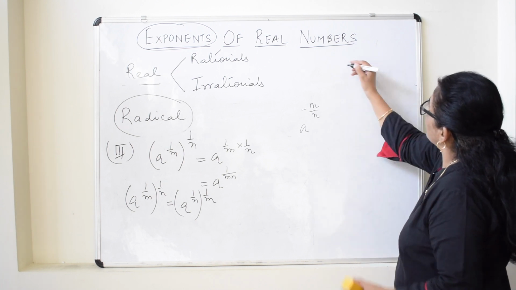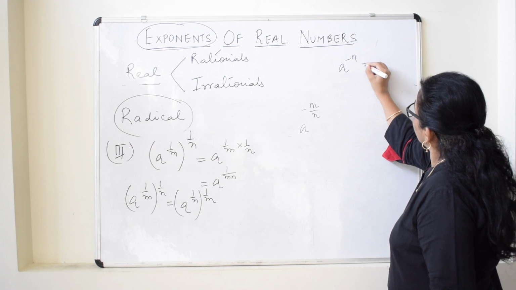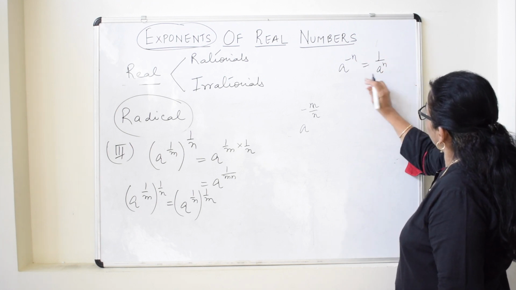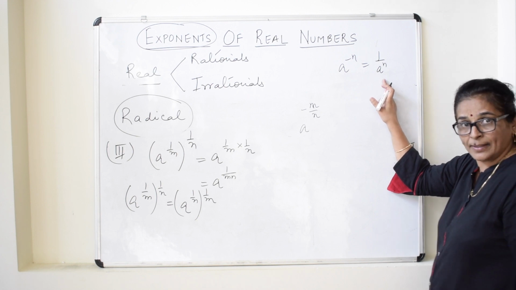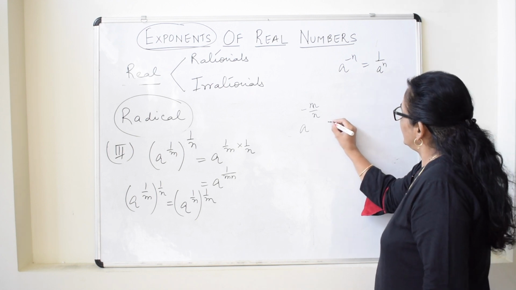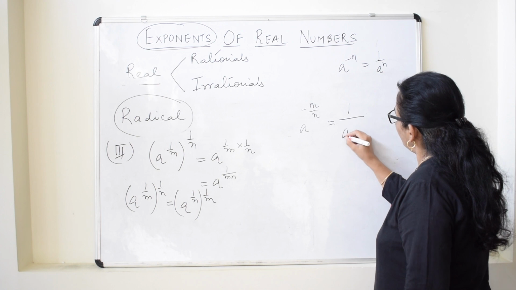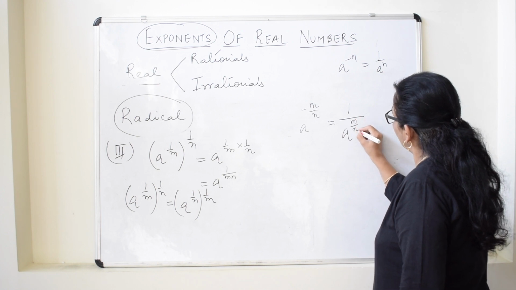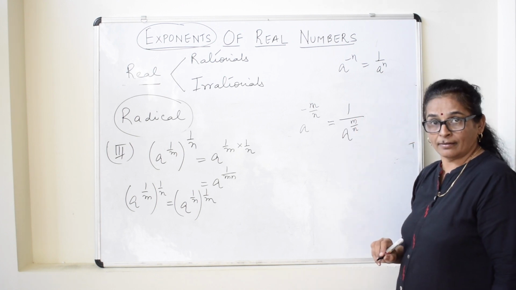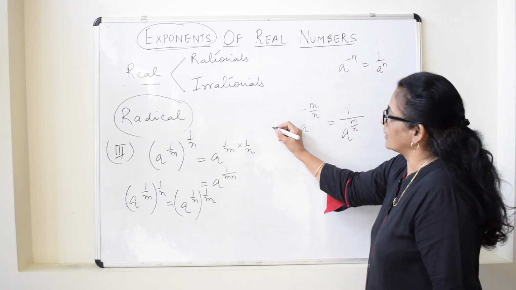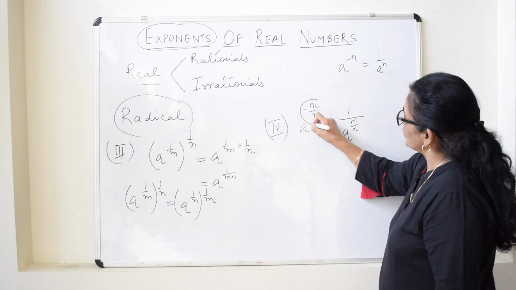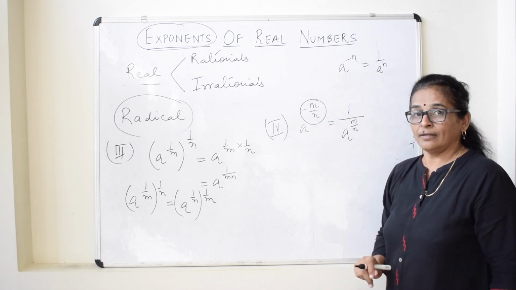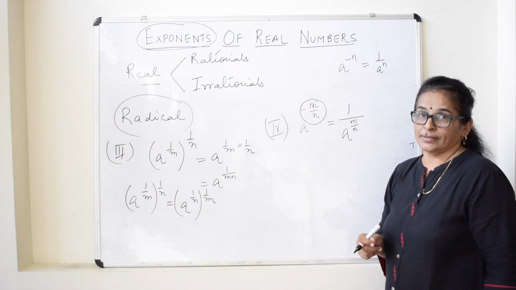When a negative power is there, then to make it positive, if it is in the numerator, we write it in the denominator with the same power. Here also, it will be 1 upon a to the power of m. Clear? So these are some laws of indices which we have taken for integers and rational numbers.